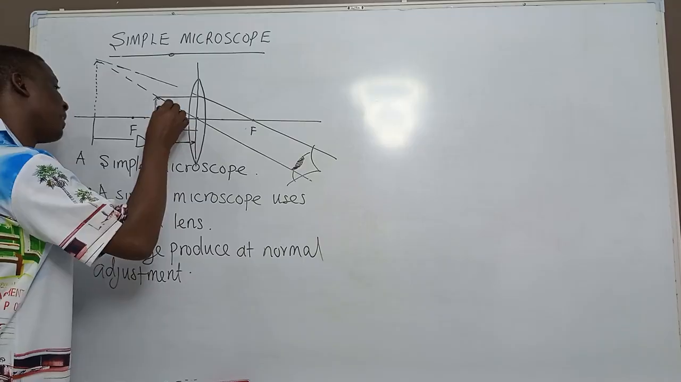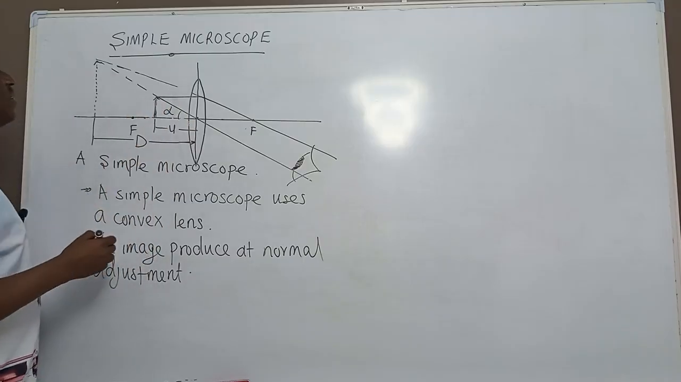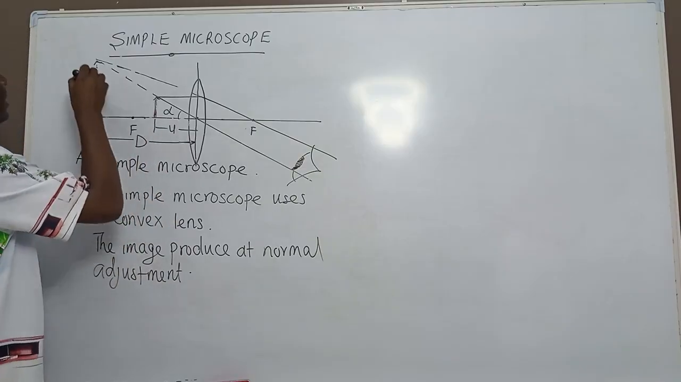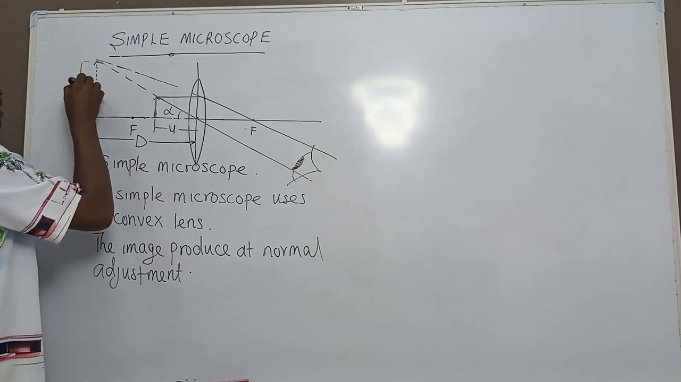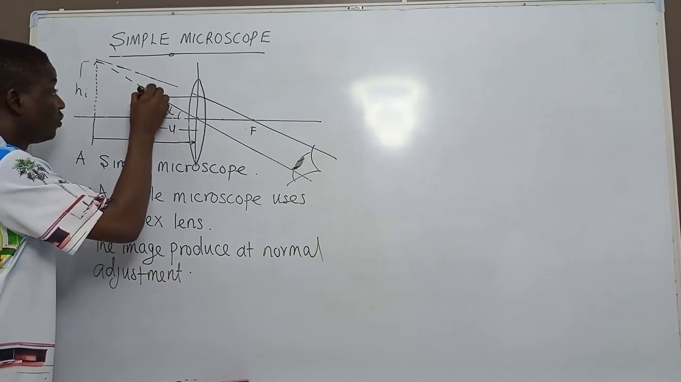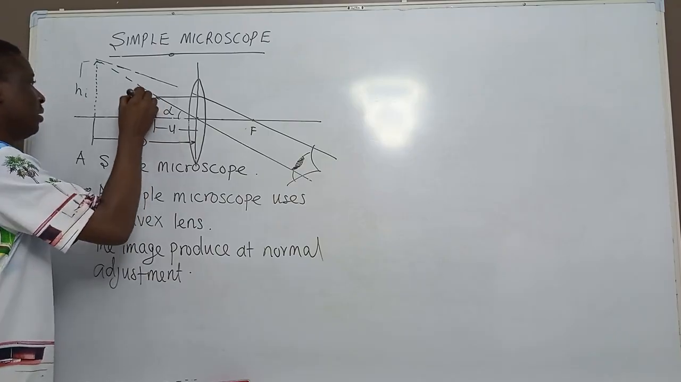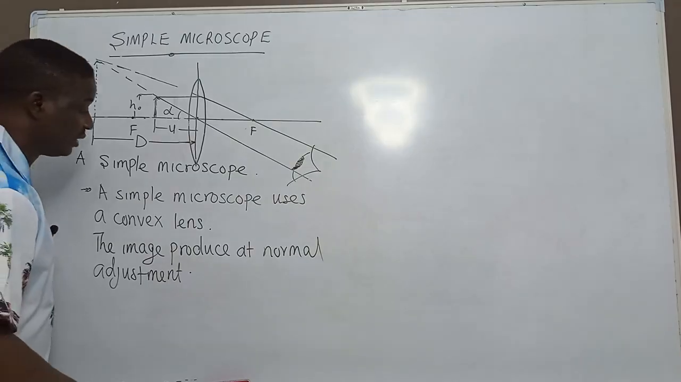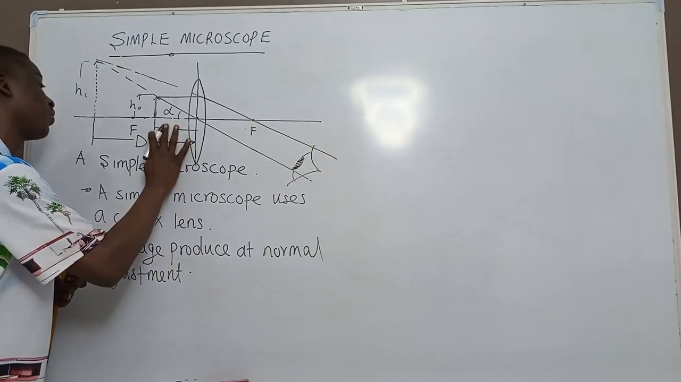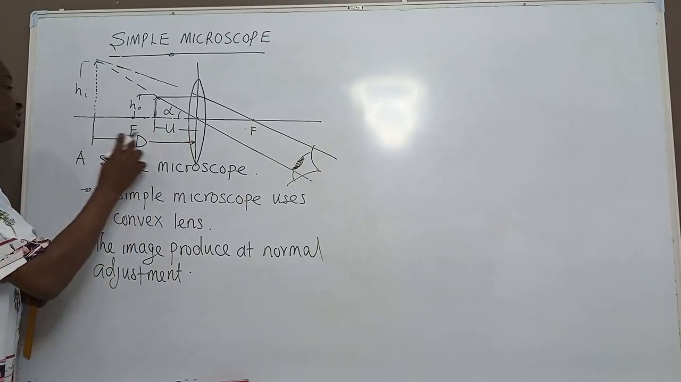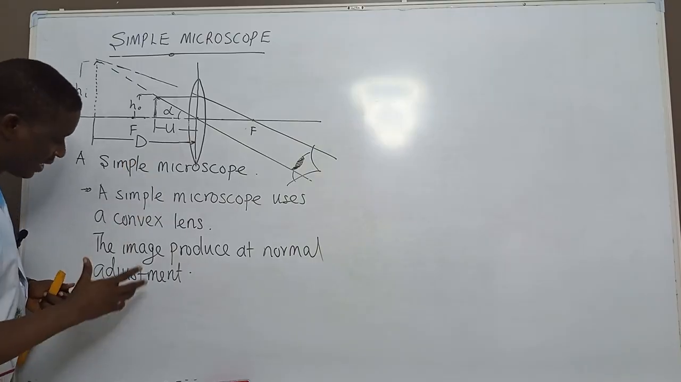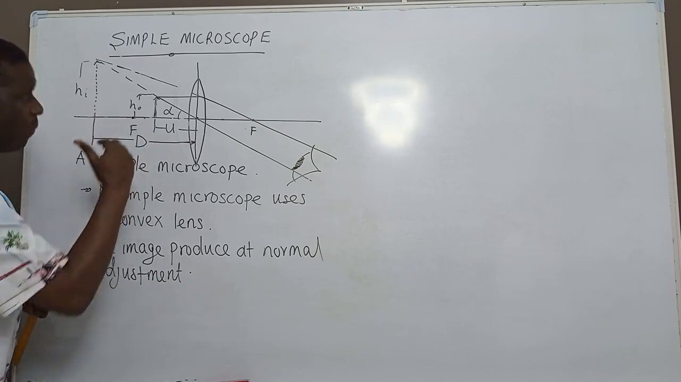Now let's call this one alpha. And don't forget that this one, let's call it hi, the height of the image. And let's call this one h naught, which is the height of the object. Now, in this case, u is your distance of object, while d is the least distance. Now, let us continue from where we stopped. We will still come back to this.